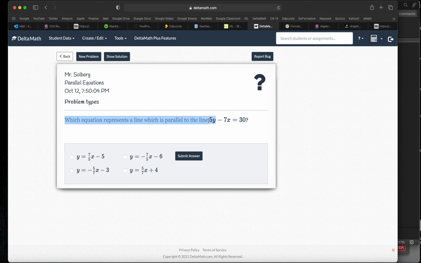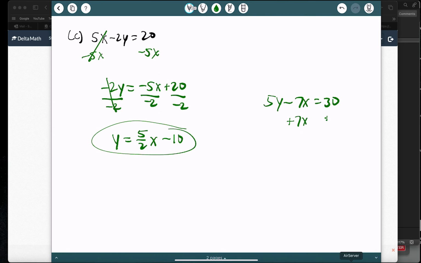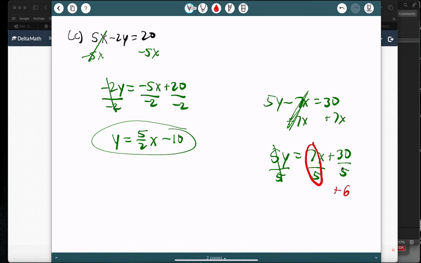So if I want to get the y by itself, I can add 7x. So if I add 7x to both sides, so that'll go away there. So we'll get 5y equals, so this is 7x and a 30. So 7x plus 30. And then we could divide by 5. But remember, for parallel, all we really care about is the same slope. So once I divide by 5, I could automatically see my slope here is 7/5, right? mx plus b, so my m is 7/5. This you could simplify to plus 6 if you want to get the y-intercept, but it's going to be 7/5x plus 6. So mx plus b, so my m is 7/5.